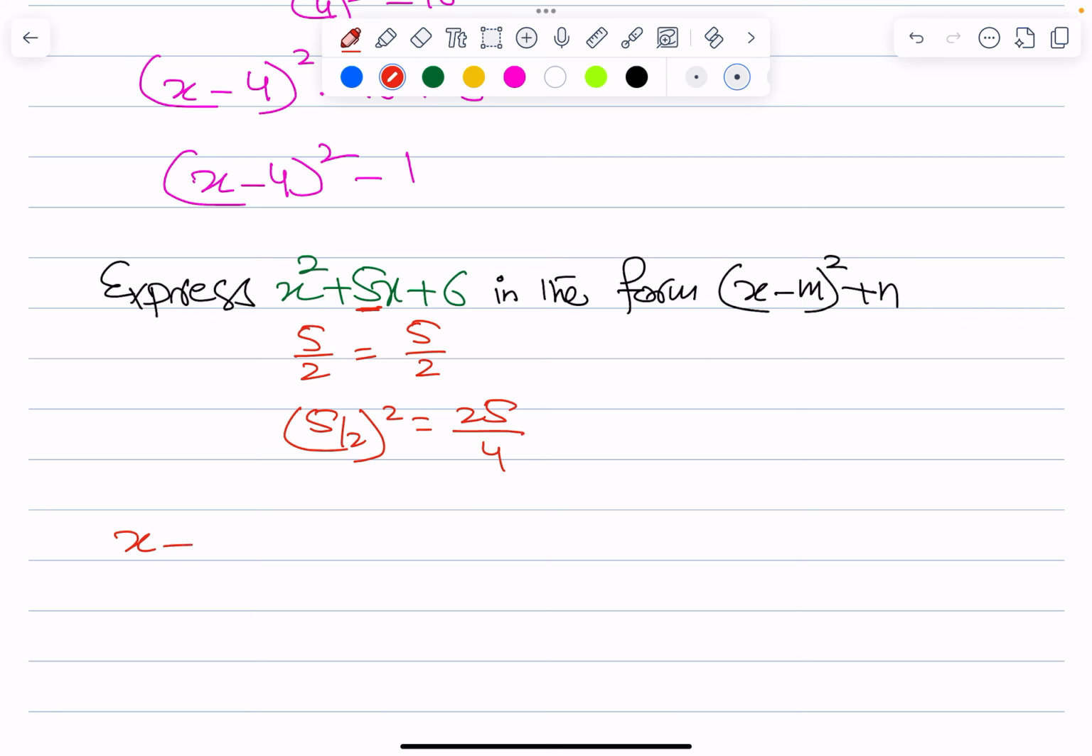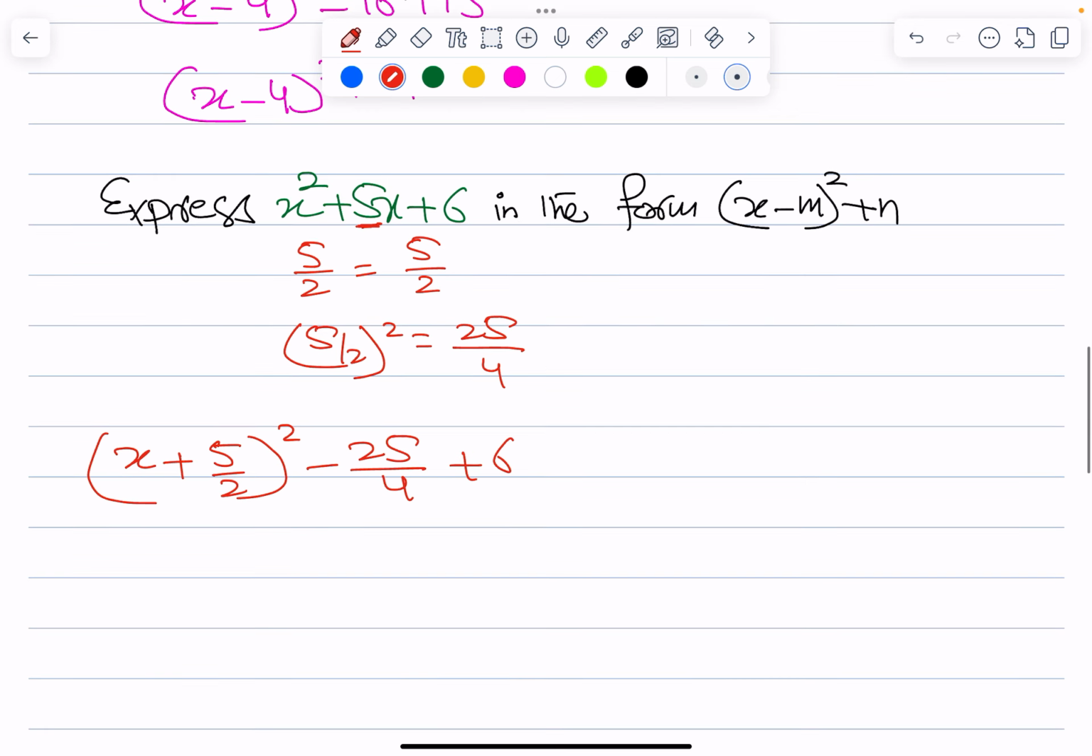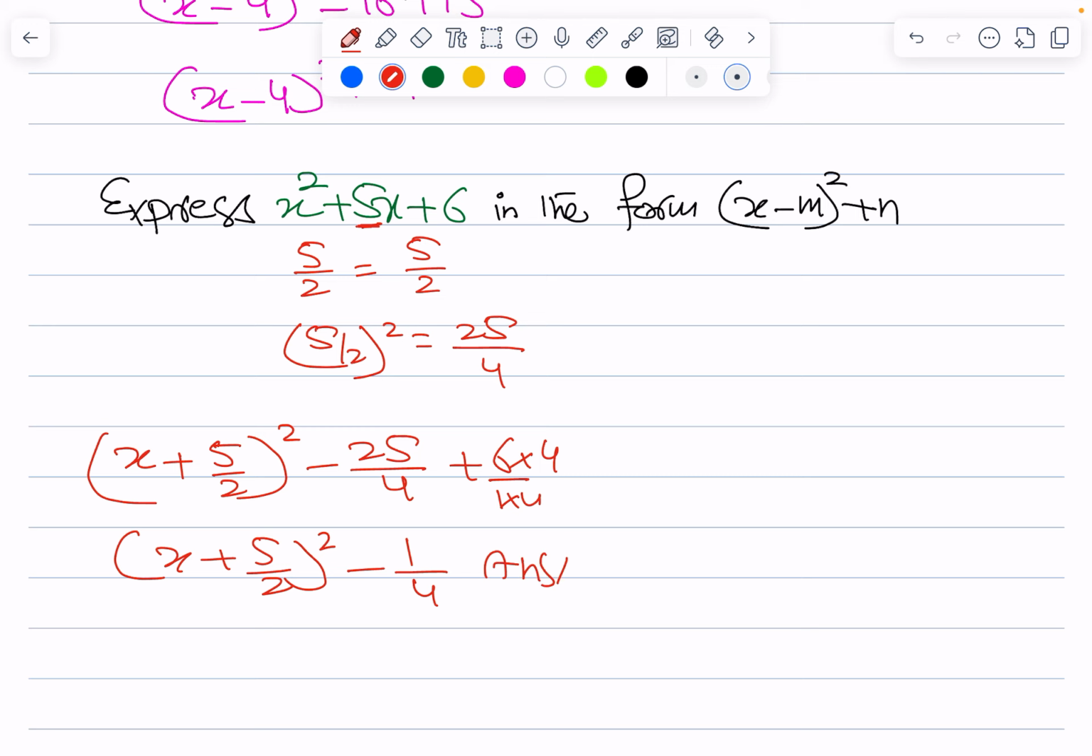So x minus, but this time we have a plus sign with 5x, so x plus 5/2 square, minus 25/4 plus 6. Now simplify. So x plus 5/2 square, and then over 1 times 4, minus 25 plus 24 is minus 1/4. So this is your answer in the form.